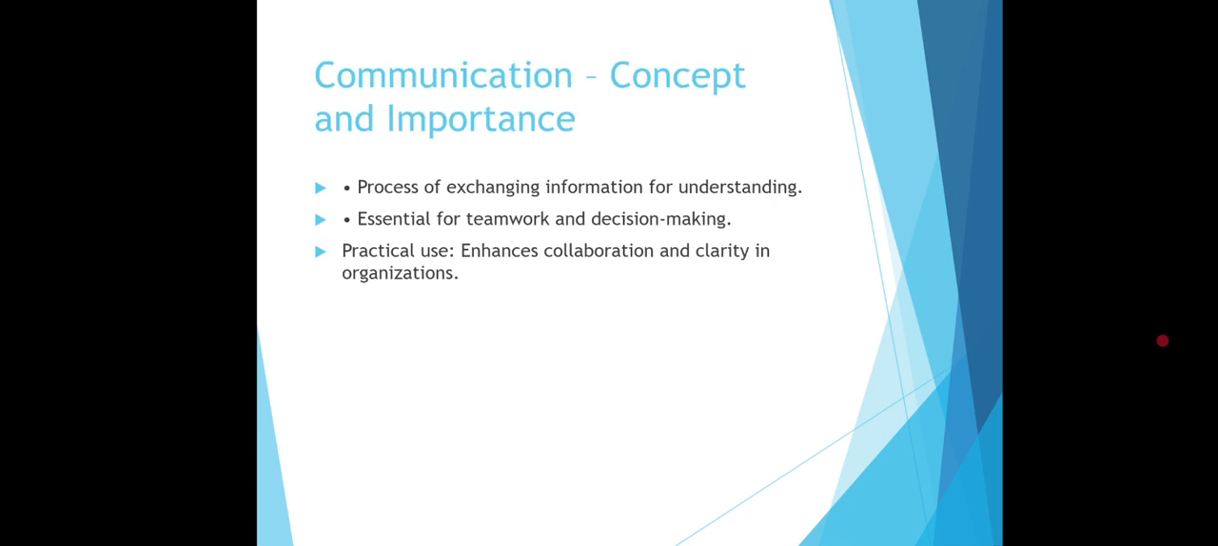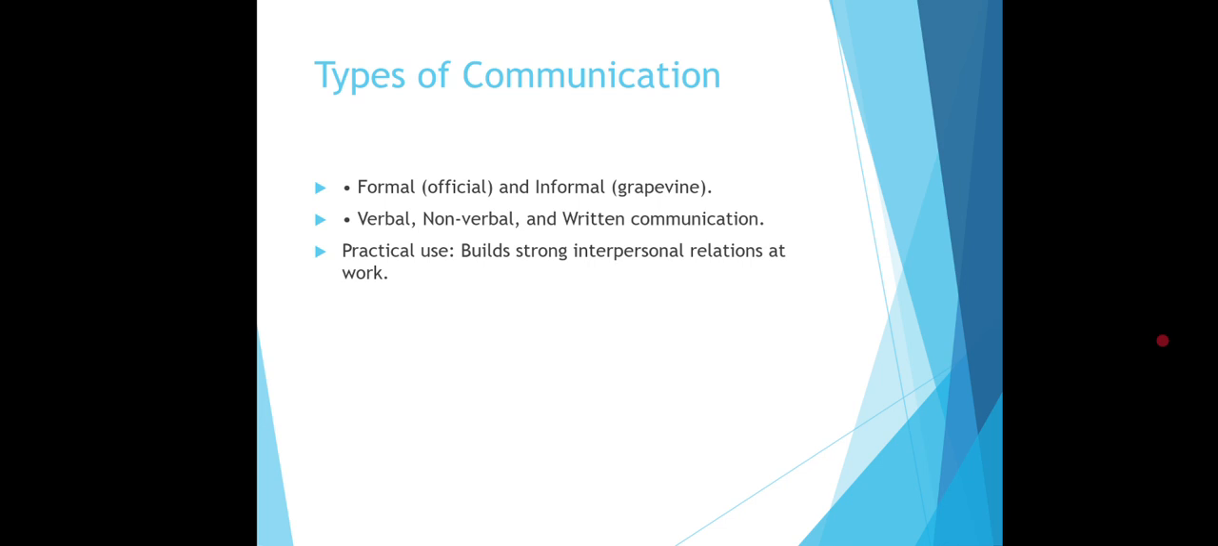Okay, so third topic we have communication: communication types, process and barriers. So let's understand the meaning of communication. Basically, communication is the transfer of information and understanding from one person to another. Okay, next we have types of communication. First type we have verbal communication, second we have non-verbal communication, third we have written communication, fourth we have formal communication, and fifth we have informal communication.